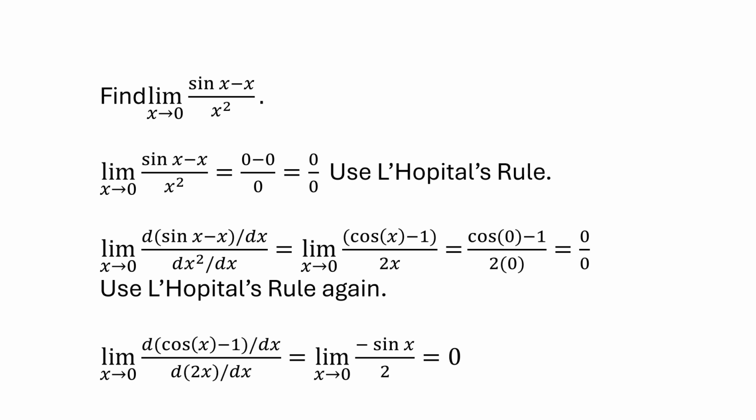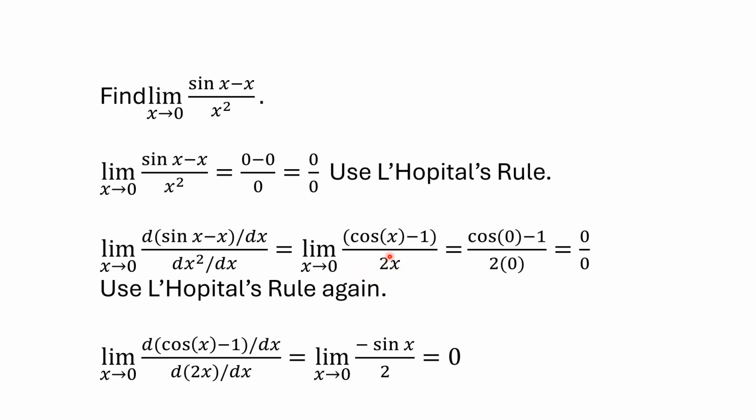Well, let's look at this one. Find the limit as x approaches 0 of sine x minus x over x squared. We tried just plugging in, which we always hope will work, and we end up with 0 minus 0 over 0. 0 over 0, indeterminate form. We try L'Hopital's rule. We take the derivative of sine x minus x, and we find out that's cosine x minus 1. We take the derivative of x squared, and we find out that's 2x.